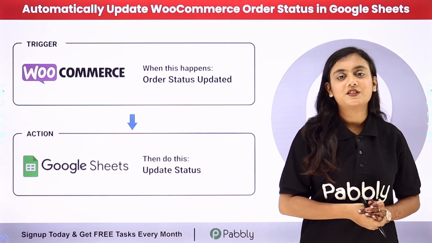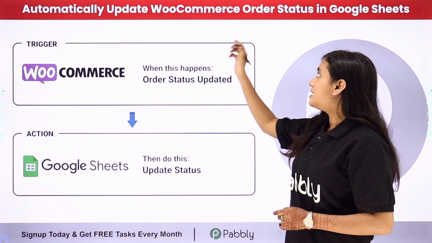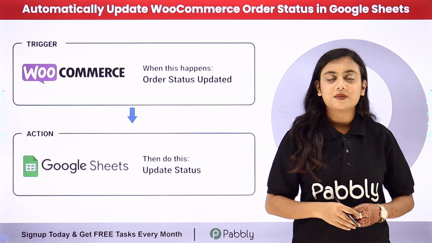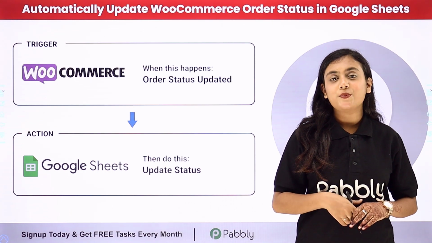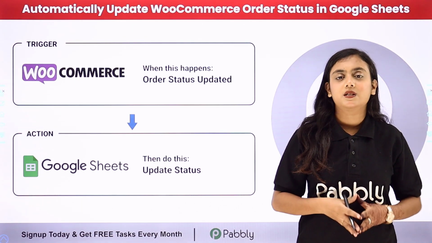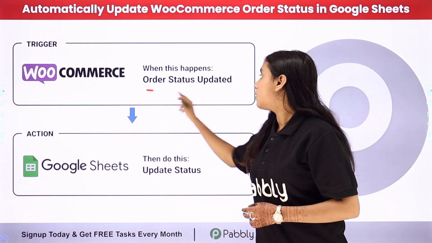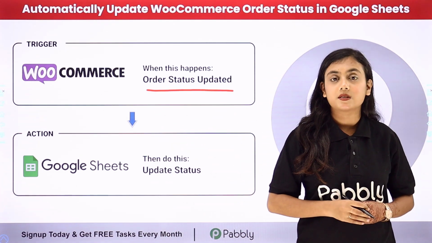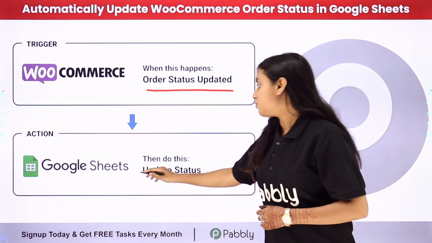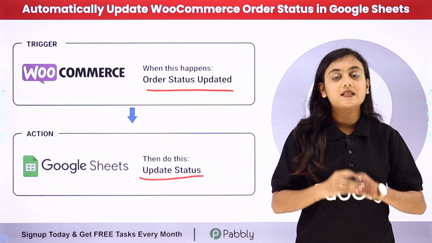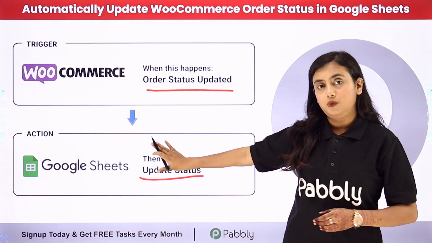In this video, we're going to learn how to automatically update WooCommerce order status in Google Sheets. As a business owner, I'm selling my products with the help of WooCommerce, as it is an amazing e-commerce platform. And I want that whenever I update the status of the orders placed in my WooCommerce account, the status should automatically be updated in my Google Sheets, as I've added data of my orders that are placed in my WooCommerce account in my Google Sheets.